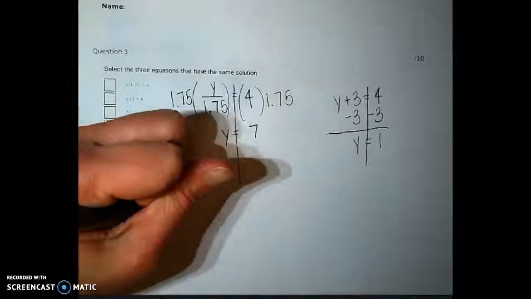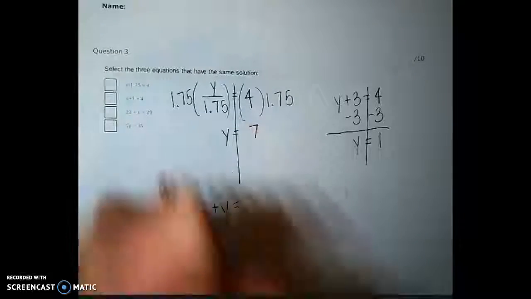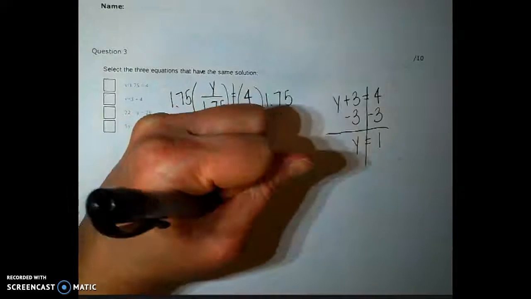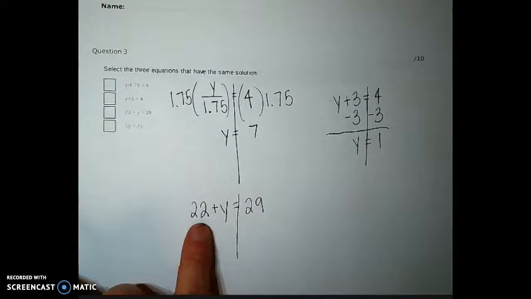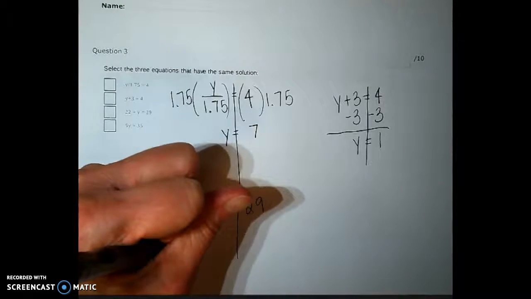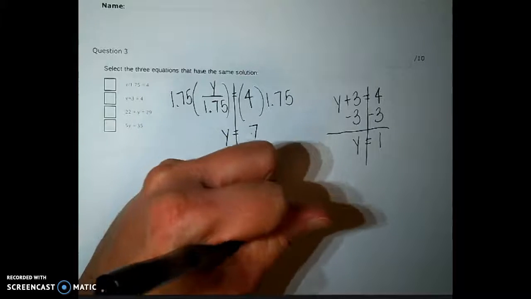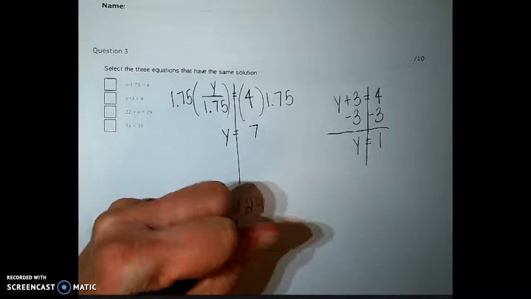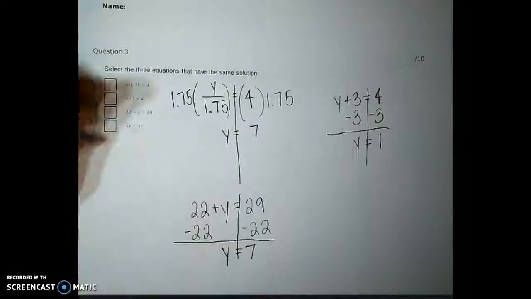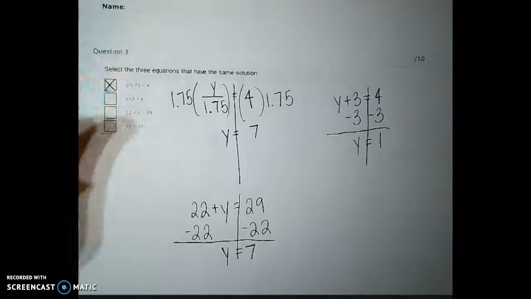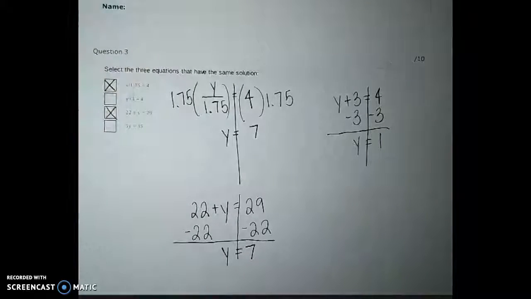The next one, I have 22 plus y equals 29. I draw a line through the equal sign. I see that I'm adding a positive 22 onto y, so if I want to get rid of 22, I'm going to have to subtract 22 from both sides. When I do that, I'm just left with y. On the right side, 29 minus 22 gives me 7, and I get y equals 7. So far I see that the first example and then the third have the same answer.